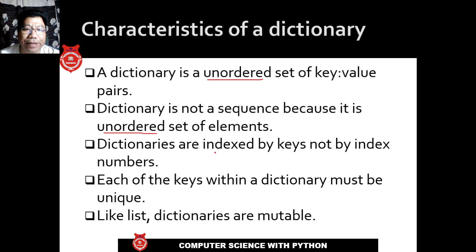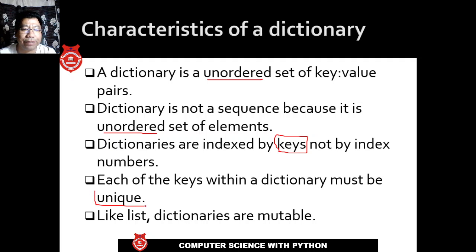Dictionaries are indexed by keys, not by index number. Unlike other data types, dictionaries in Python are indexed by keys. Each of the keys within a dictionary must be unique.